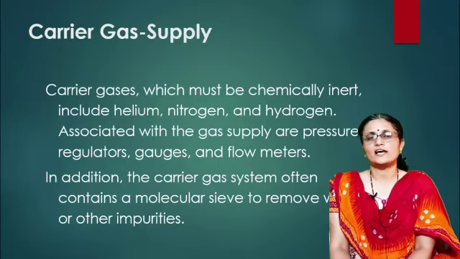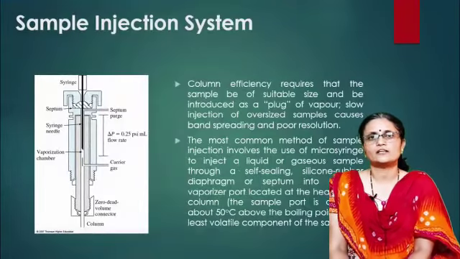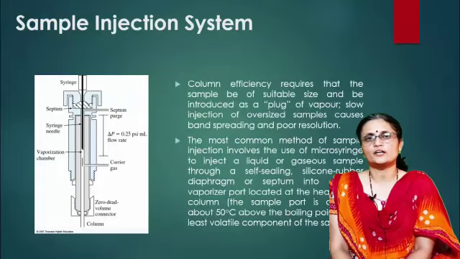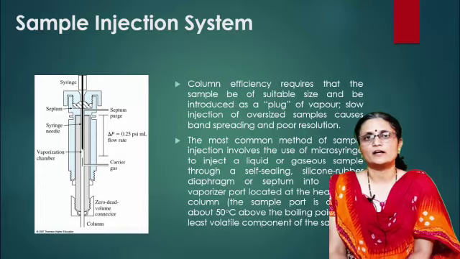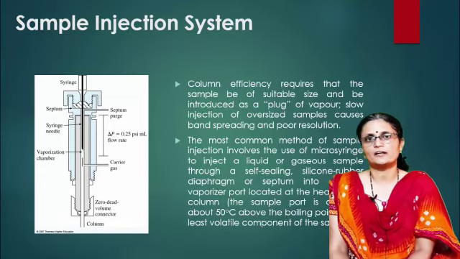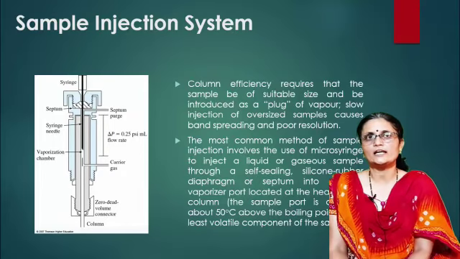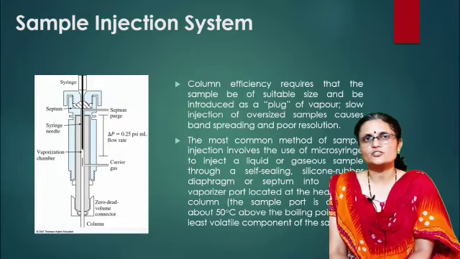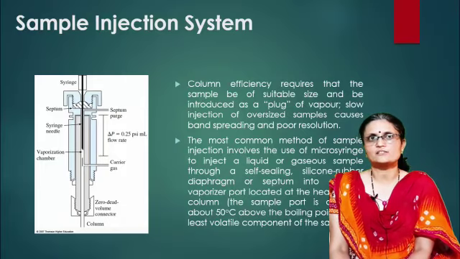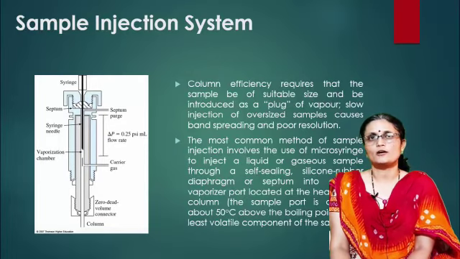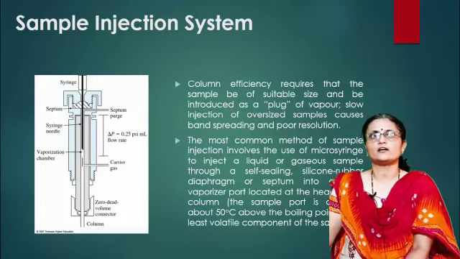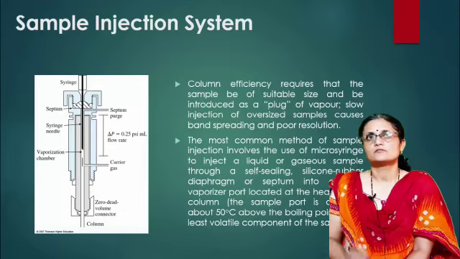If the speed of the carrier gas is very high, then it will not produce efficient separation or we will not get good peaks. But if the speed of the carrier gas is very slow, then there will be tailing after the peak. In addition to this, the carrier gas system is also provided with a molecular sieve to remove water or any other impurities in the system.